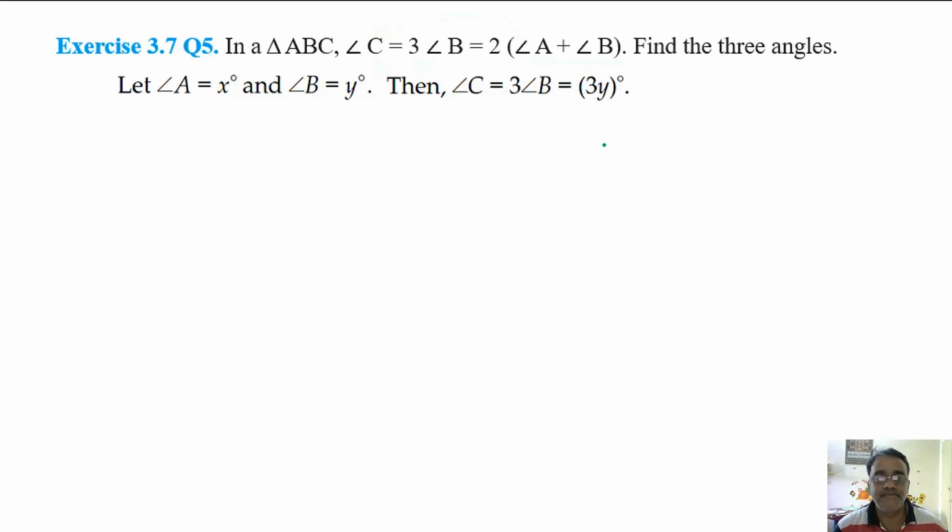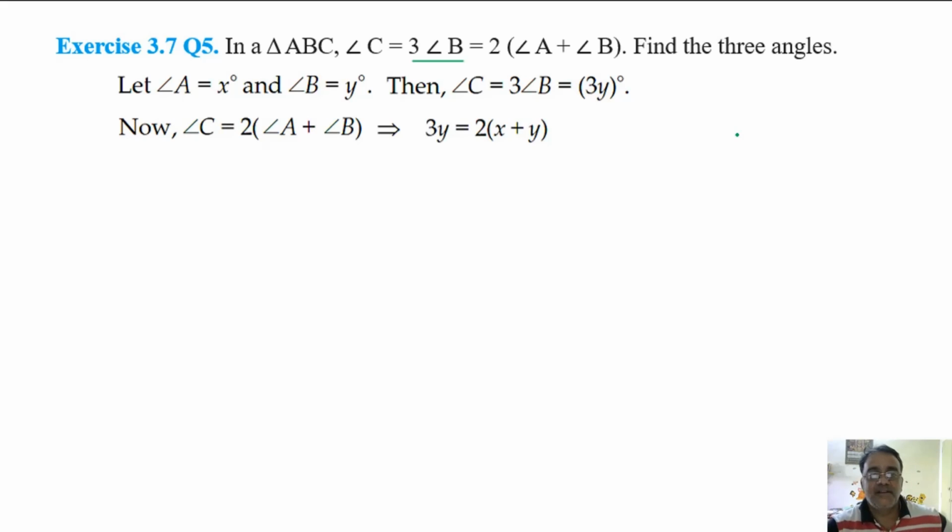Any doubt? No, sir. Now one more relation is given, that angle C is 2 times angle A plus B, which means 2x plus 2y is equal to 3y. So 3y is equal to 2 times (x plus y). From this we will get 2x minus y is equal to 0. Let it be equation number 1.